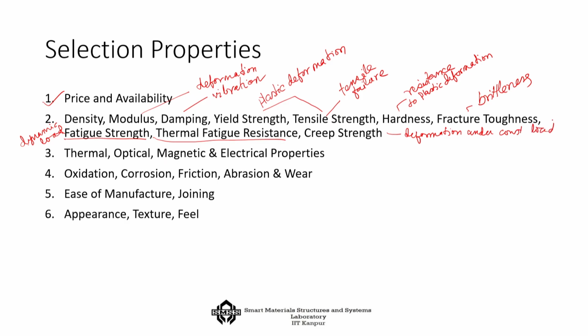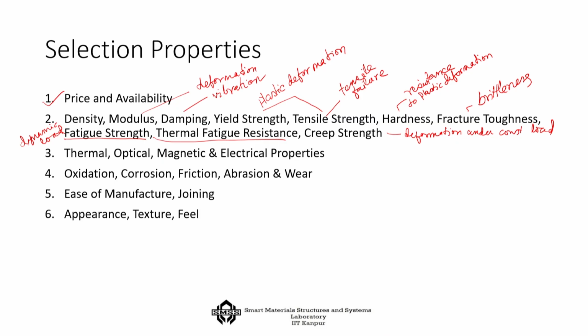Of course, then we have other properties like thermal properties, like optical properties, magnetic and electrical properties of the material. And then we come to the group of oxidation, corrosion, friction, abrasion and wear. These are important in terms of the surface behavior of the material.